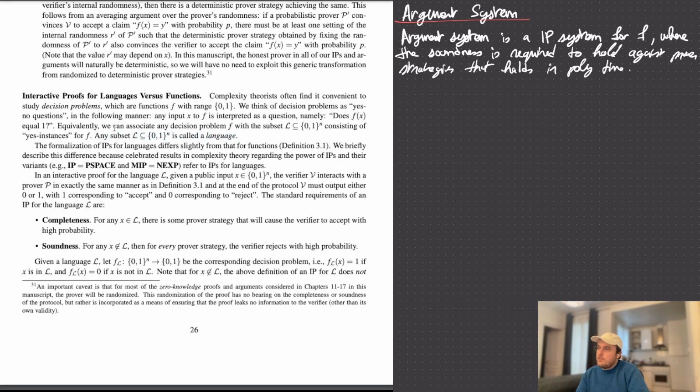We can associate any decision problem f with the subset L that is a subset of {0,1}^n, consisting of yes instances for f.